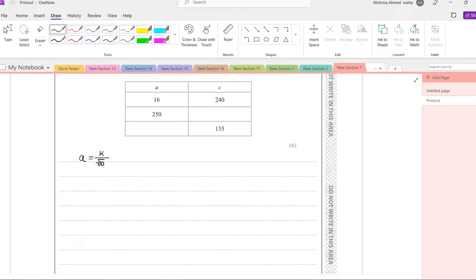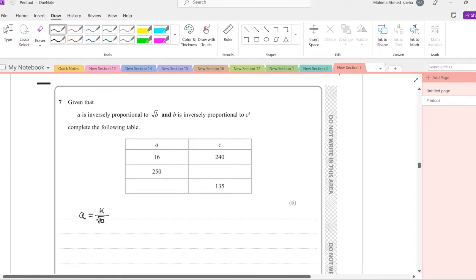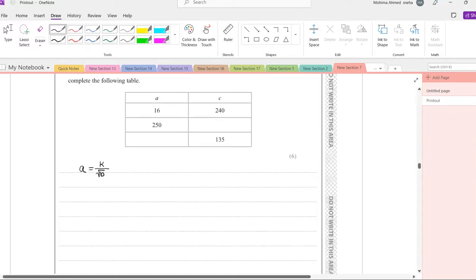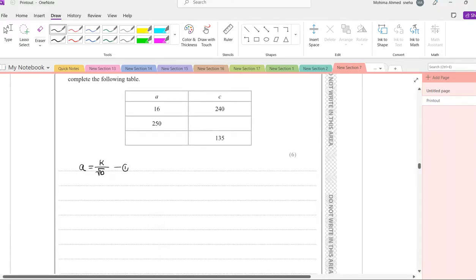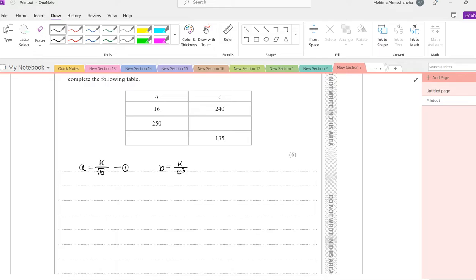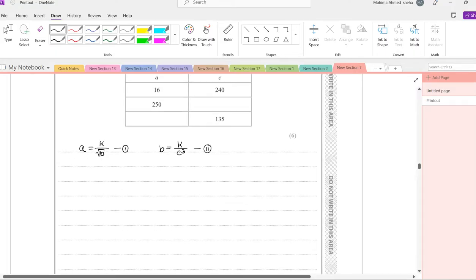Now this is the relationship for a and b. Let me label this as equation 1. Now again, if we focus on the relationship between b and c, it is stated that b is also inversely proportional to c cube. So we are going to have another equation, that is b is equal to k by c cube. b is inversely proportional to c cube, and this is equation 2. Now I'm going to substitute equation 2 into equation 1.